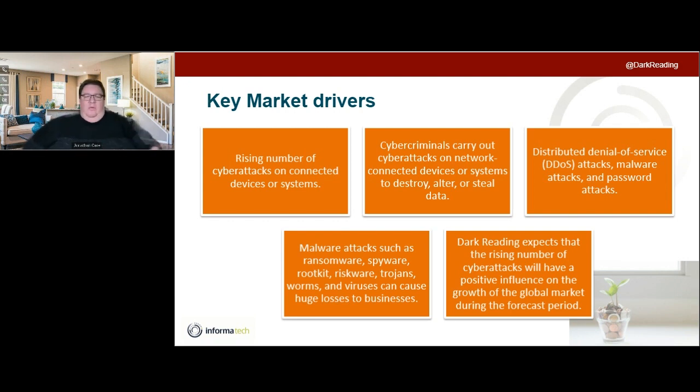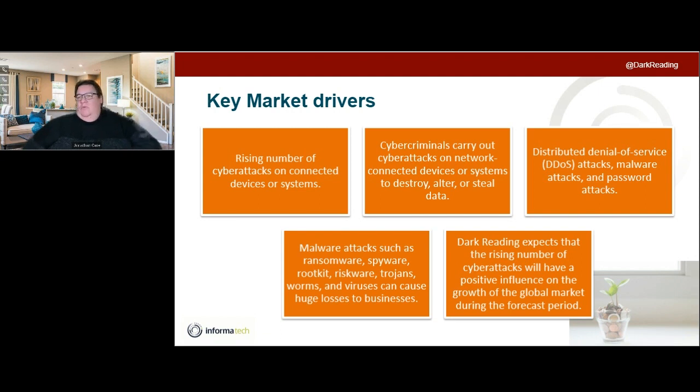Ransomware, spyware, rootkits, riskware, Trojans, worms, and viruses can cause huge losses to businesses. And indeed, when we see an interruption, even over the Christmas holiday break, I saw one major newspaper that looked like it got hit by a piece of malware, but managed to recover.